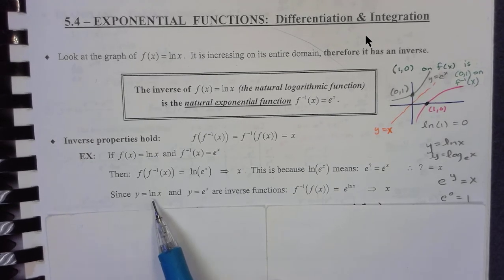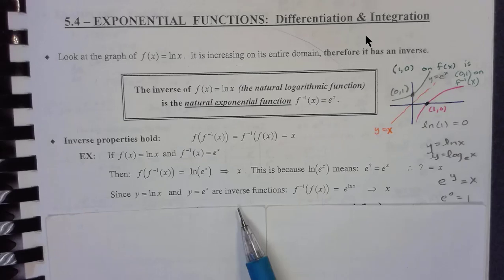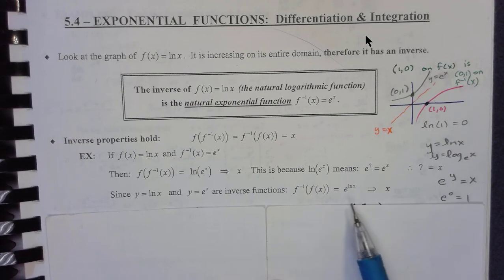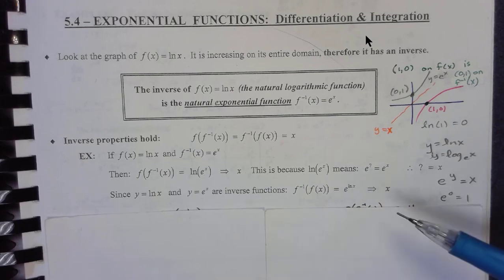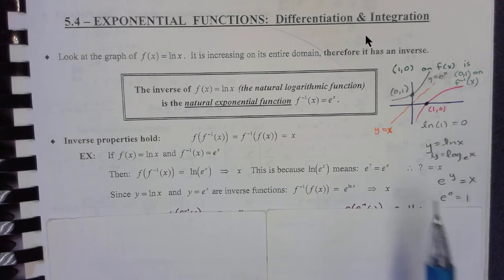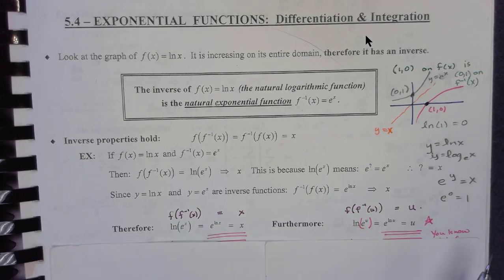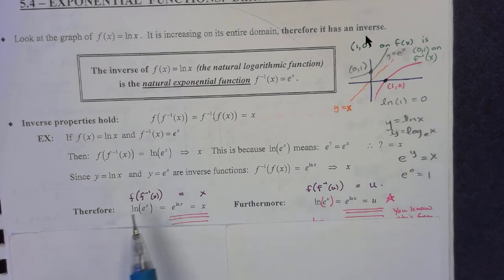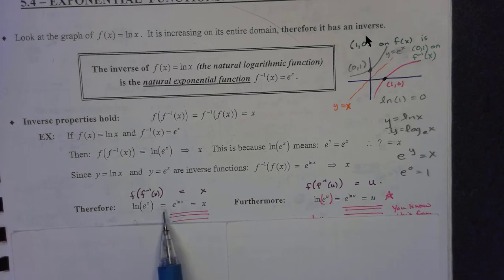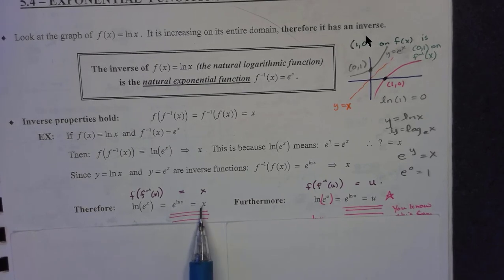Now, since y equals natural log of x and y equals e to the x are inverse functions, we also know that f inverse of f of x, which would be e to some power, e to the power of natural log of x, would equal x. So these are really nice things to know. So the natural log of e to the x is x, and e to the natural log of x is x. So two very important properties. Natural log of e to the x is equal to e to the natural log of x equals x.